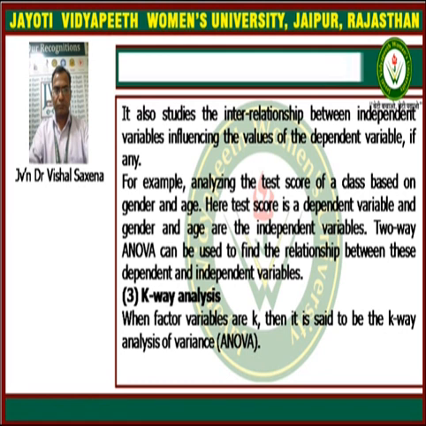And the third type of ANOVA is the K-way ANOVA, that is K-way analysis. When factor variables are K, then it is called the K-way ANOVA, meaning the K-way analysis of variance.